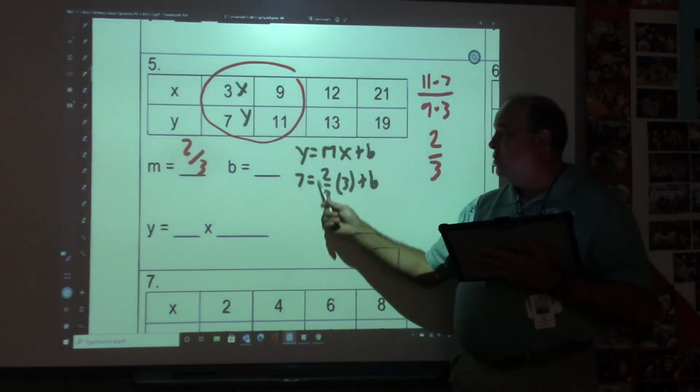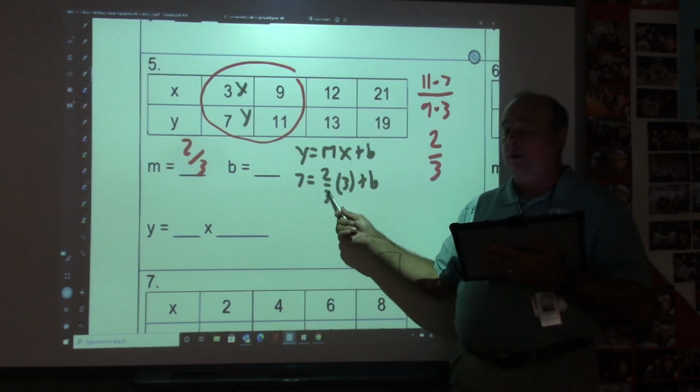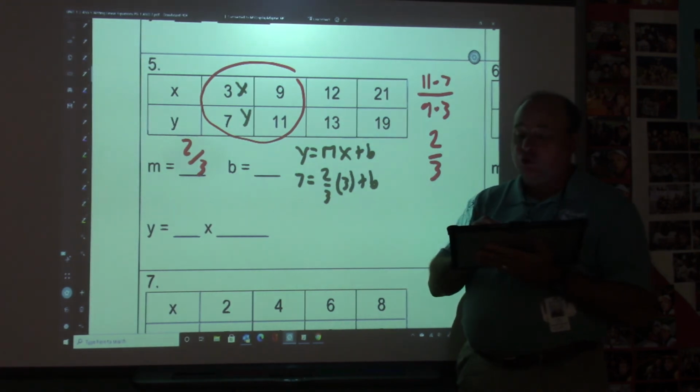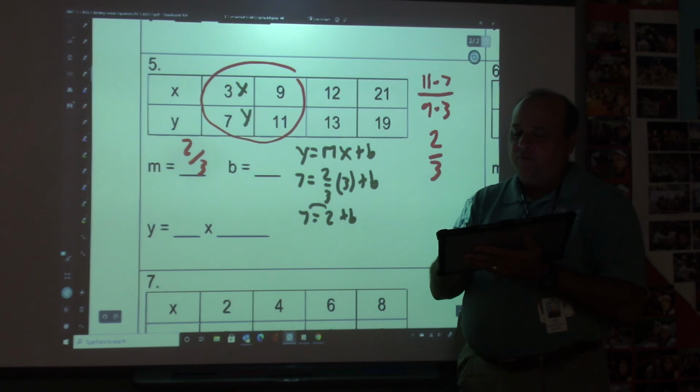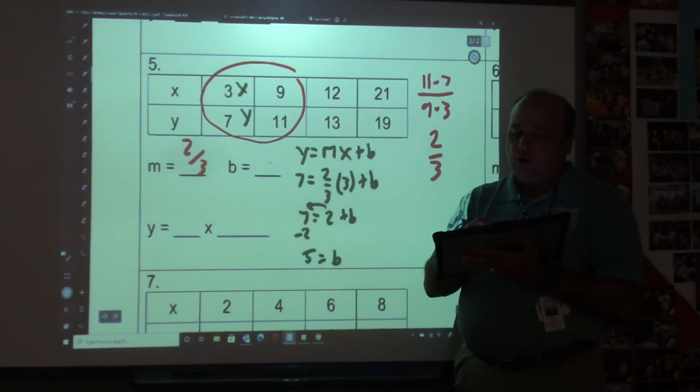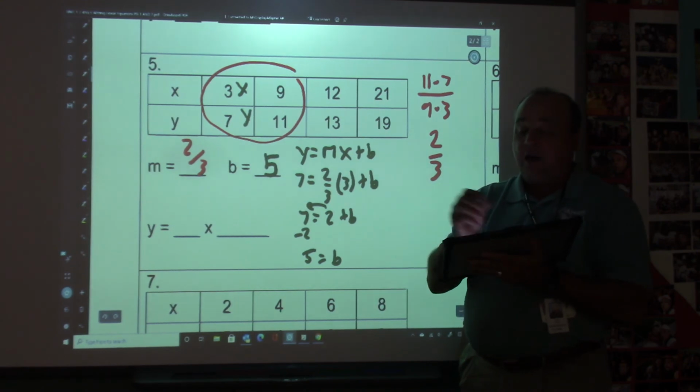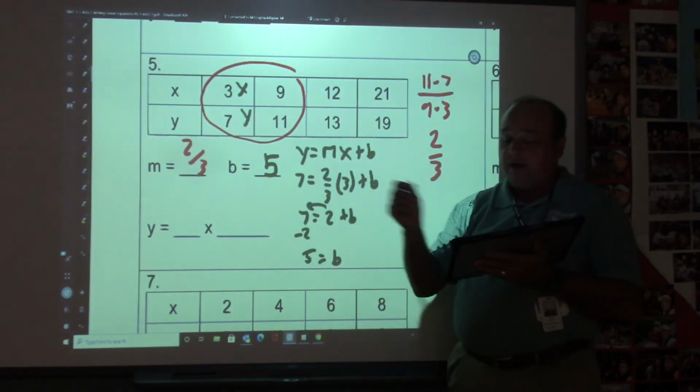Now then, you might have to do 2/3 times 3 on your calculator. 2/3 times 3 is 2. So write down 7 equals 2 plus b. Now then, I can move this over, and I'm going to get 5 equals b, aren't I? So I know my b is 5. Now my equation is just going to be 2 over 3x plus 5, right?